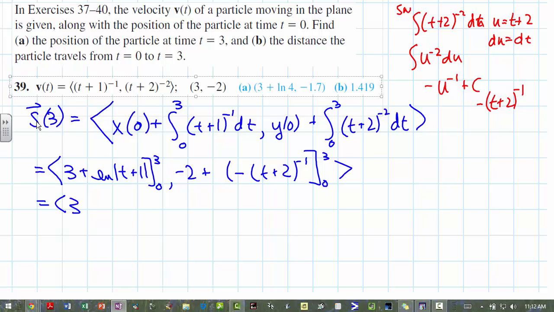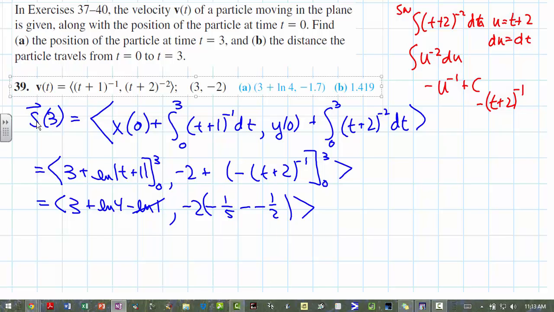And I get 3 plus the natural log of 4 minus the natural log of 1. Of course, we see natural log of 1, jazz hands, because it's 0, that just goes away. All right, what do we got? Oh, no, that's good. Negative 2 minus, and then we'll plug in that 3 and get 1/5, minus, we plug in the 2, and we get a 1/2. Double check to make sure I did the arithmetic correctly.